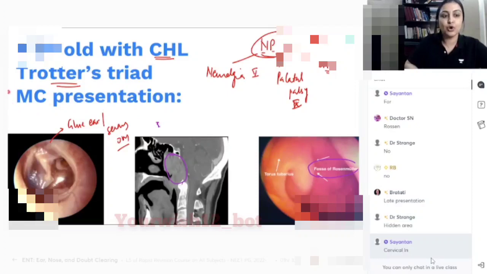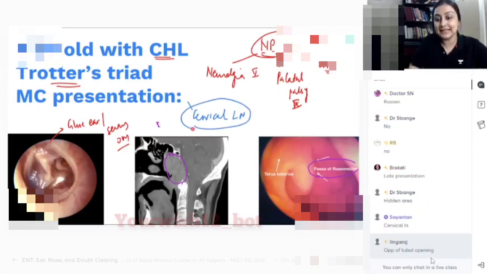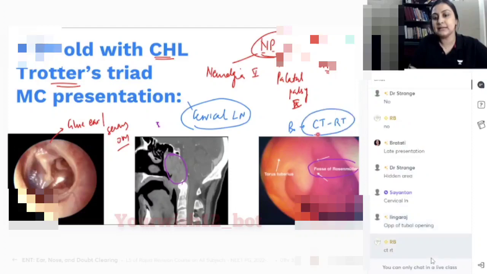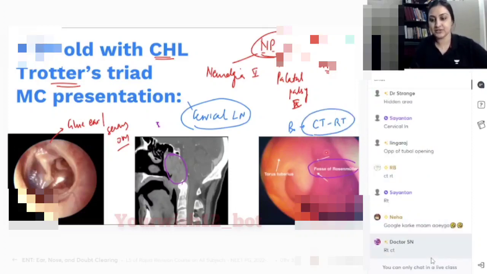So that is why the most common presentation is a cervical lymph node, right? That is why it presents late, and that is why the treatment is what? Usually we can't do surgery here, so it's CTRT, chemoradiation, we will treat with that.